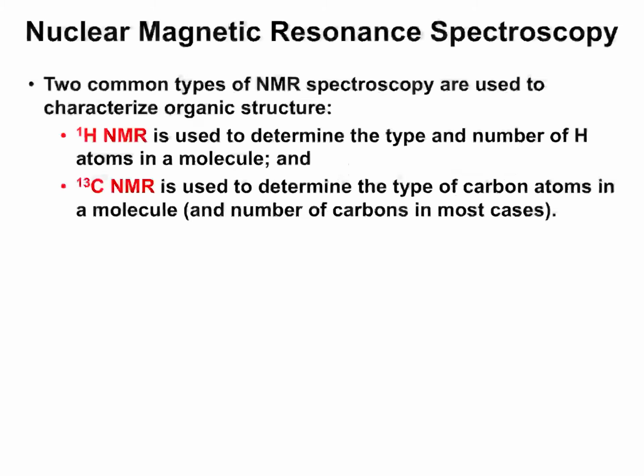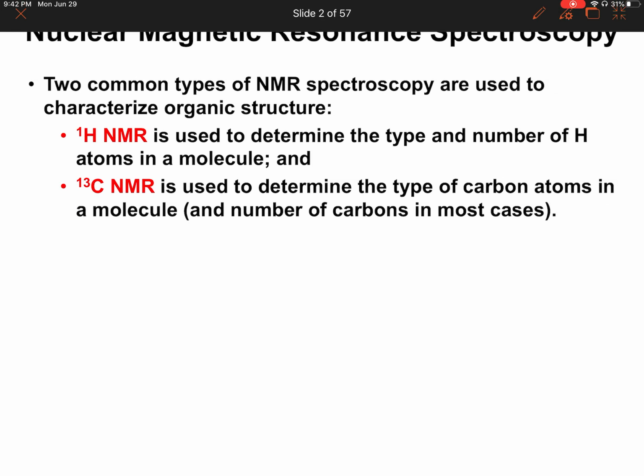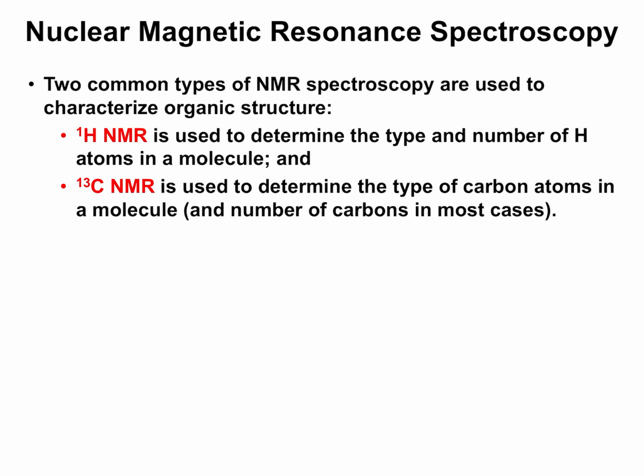So there are two different types of NMR. One of them is called proton NMR. The other is called carbon-13 NMR. And both of these tell us some useful information. Proton NMR tells us the number of hydrogens and the different types of hydrogens in a molecule. And carbon-13 NMR tells us the number of carbons and the different types of carbons in a molecule.